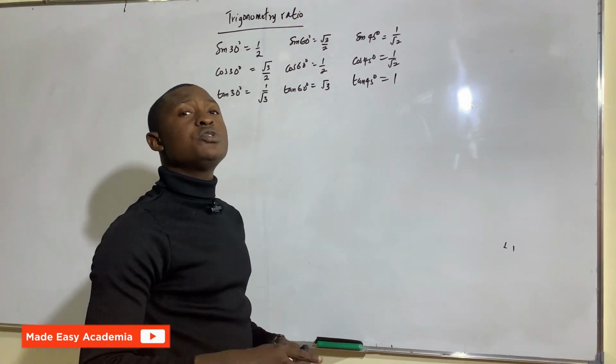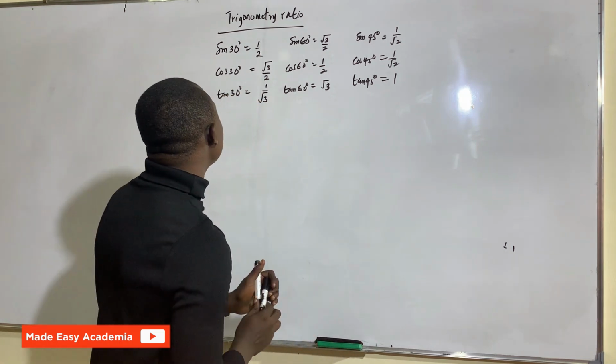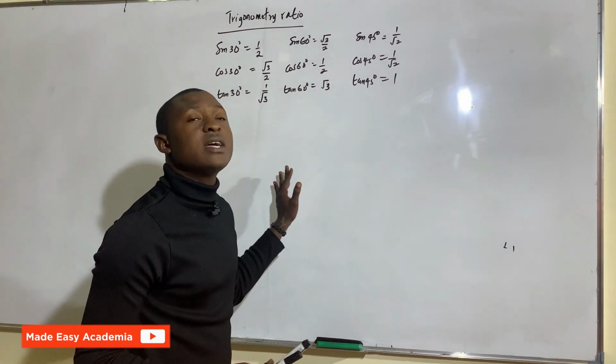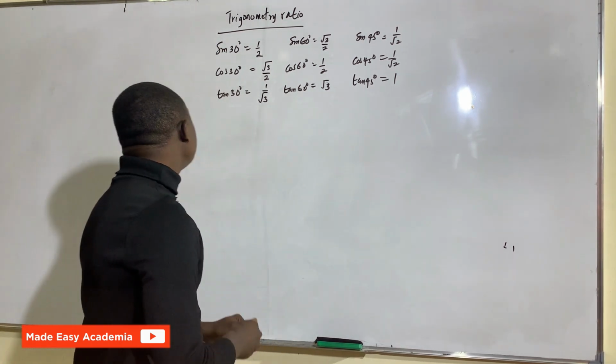So if you have to use trigonometric ratios, you don't need to use any calculator here. You'll be basing your argument on these special angles 30, 60, and at the same time 45. Now let's see this example.